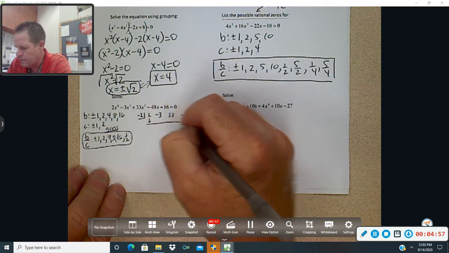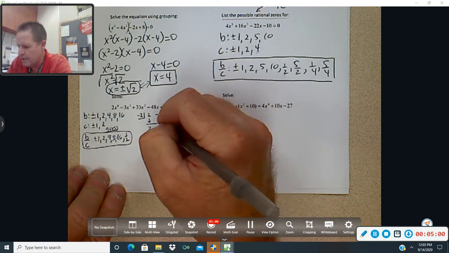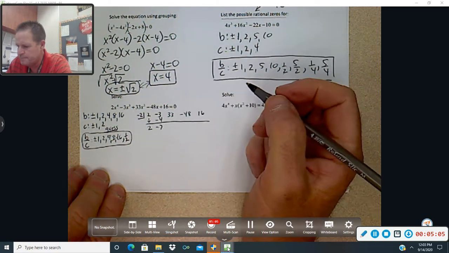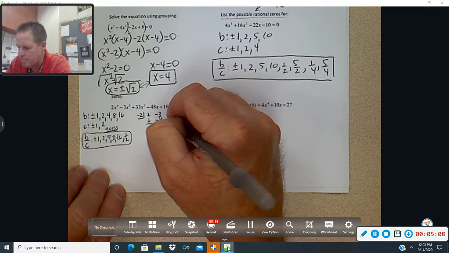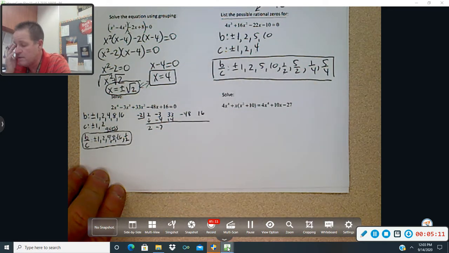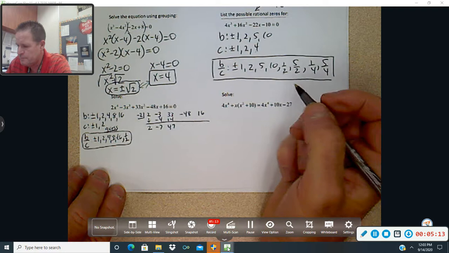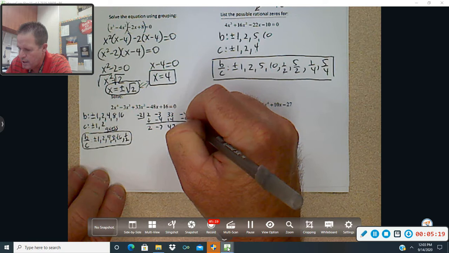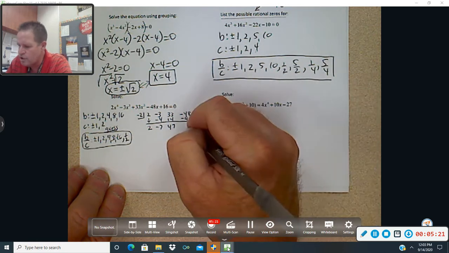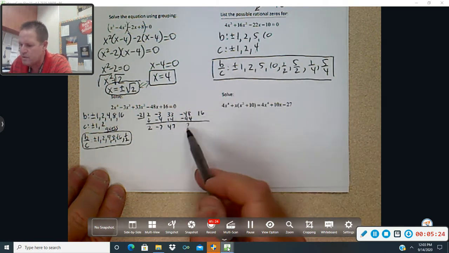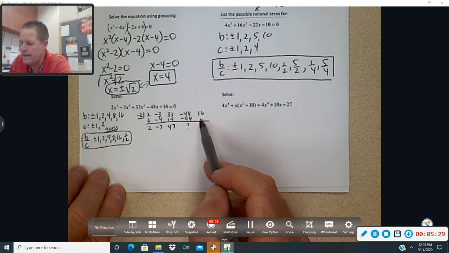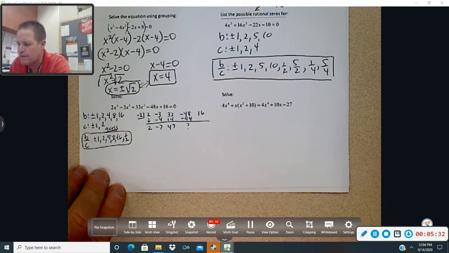We'll bring down our 2. So negative 2 times 2 is negative 4. That adds to be negative 7. Negative 2 times negative 7 is positive 14. That adds to be 47. Negative 2 times 47, I'm already seeing this is probably not going to work. Negative 94. I'm not even sure what that is, but I can see by doing negative 2 times that huge number, it's not going to be 16. Okay, we wanted negative 16 to make a remainder of 0. That is not going to work. So we didn't get that. So let's try what does work.